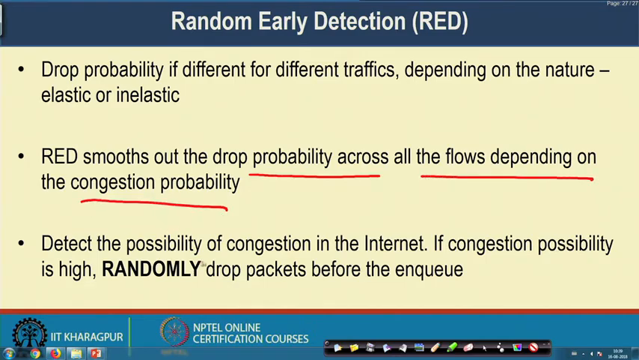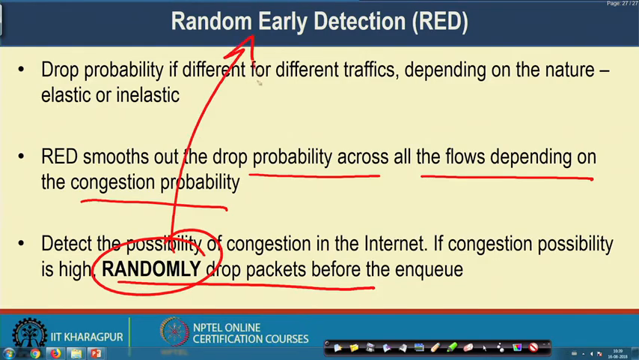It detects the possibility of congestion in the internet. If congestion probability is high, you randomly drop packets before enqueuing the packet. This random term is important, because of which we call this mechanism random early detection, or RED. So, there are two terms, random and early detection. Early detection is early detection of congestion. We will see how we apply early detection of congestion, and then we apply this random principle to randomly drop the packets.